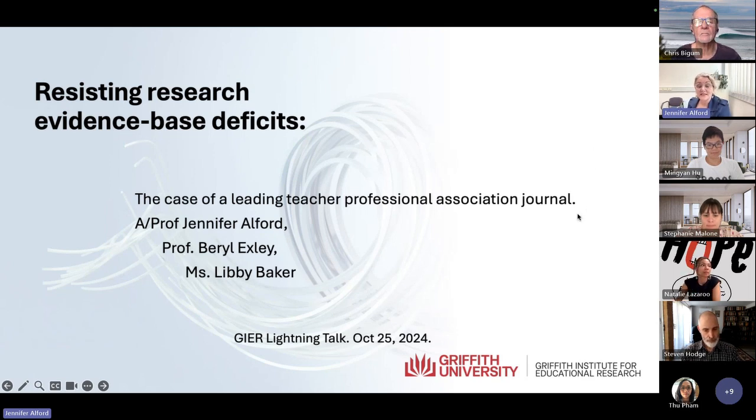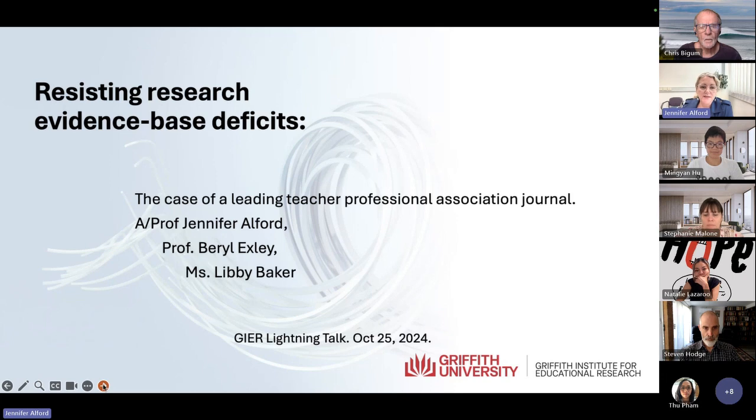Resisting research evidence-based deficits. Yes, Stephen, it is an interesting task that we undertook, and it does speak to the responsibility that you mentioned. What we basically wanted to do was look at a Teacher Professional Association journal that both Beryl and I have published in, and that Libby is also familiar with. So Libby is a master's graduate from Griffith University. She's a teacher and a teacher librarian and an English teacher and grammar expert, and you know Beryl and myself.